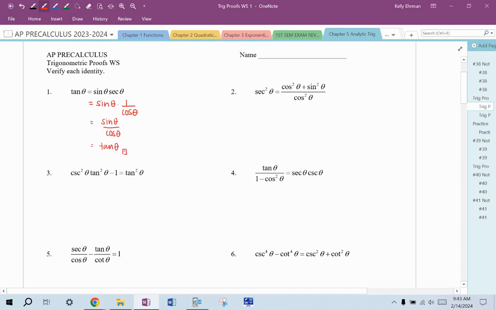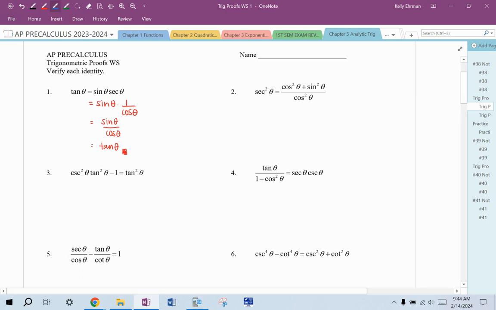So remember, you're working on one side only until it matches the other side exactly. So you cannot work on both sides and have them meet in the middle. You can work on this side a little bit to see where you need to get to here, but you can't stop at sine over cosine on both sides.